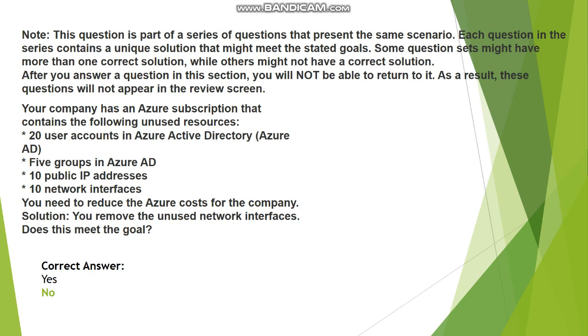Your company has an Azure subscription that contains the following unused resources: 20 user accounts in Azure Active Directory, 5 groups in Azure AD, 10 public IP addresses, 10 network interfaces. You need to reduce the Azure cost for the company. Solution: you remove the unused network interfaces. Does this meet the goal? No. The correct answer is no.